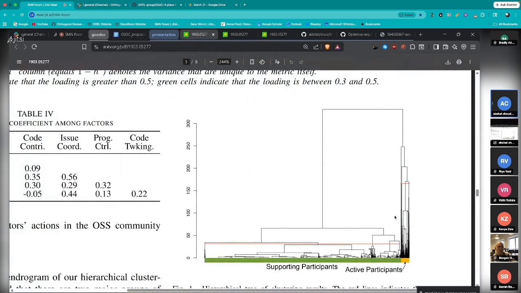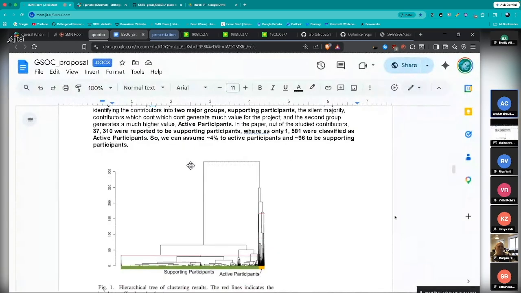So, this is basically them clustering the overall contributors into two major groups. There are supporting participants, which are the silent majority. They provide much less value to the project compared to the active participants, which are the minority, but they do most of the work. So I think in the current implementation of the project, we can use the analogy that supporting participants are the contributors and active participants are the maintainers. So this is the first thing.